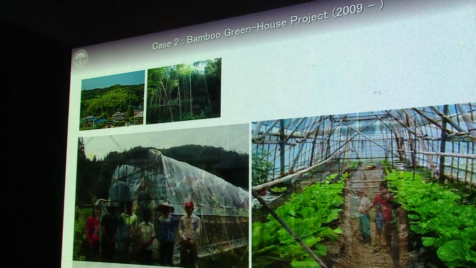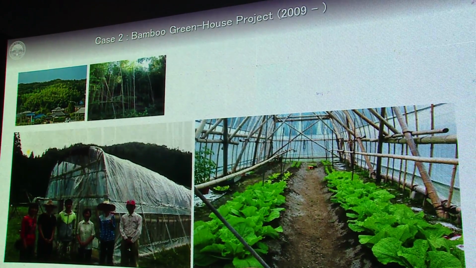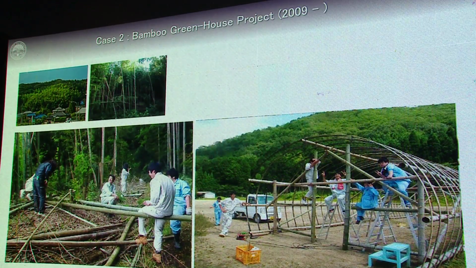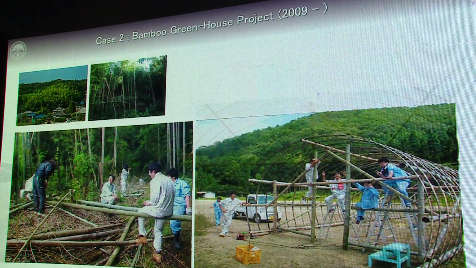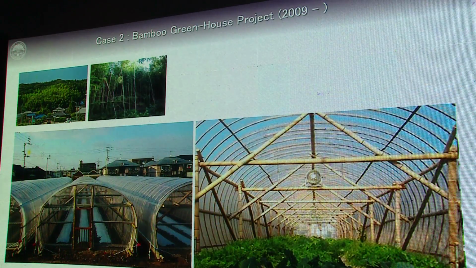And also this is a bamboo greenhouse project. The situation is very similar to the Japanese forest. We don't use the bamboo material anymore. It is getting into very bad conditions like this. So that's why we developed a way to use the bamboo material, through the development of a bamboo-structured greenhouse with a self-building system.